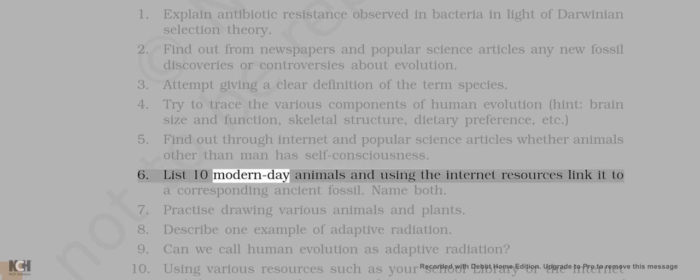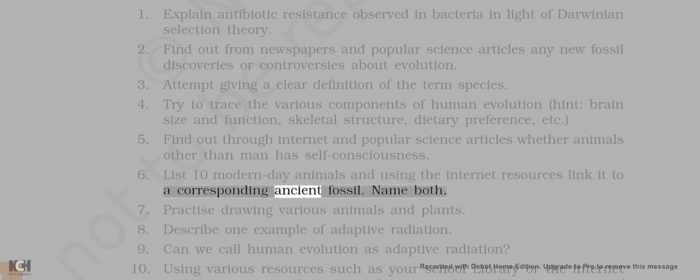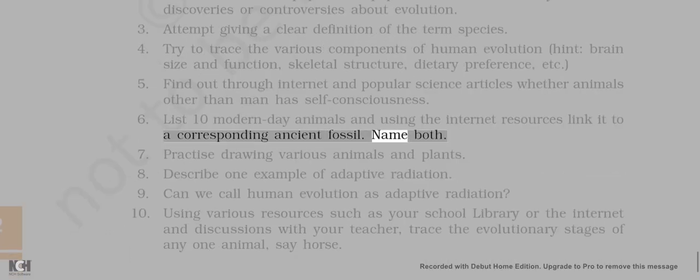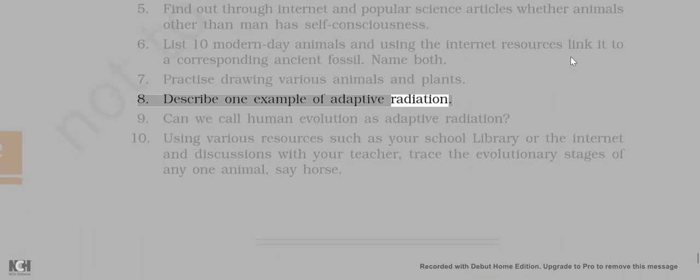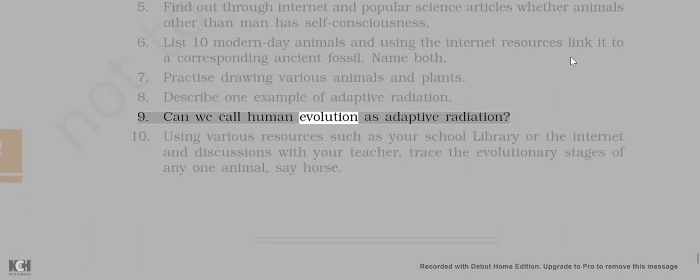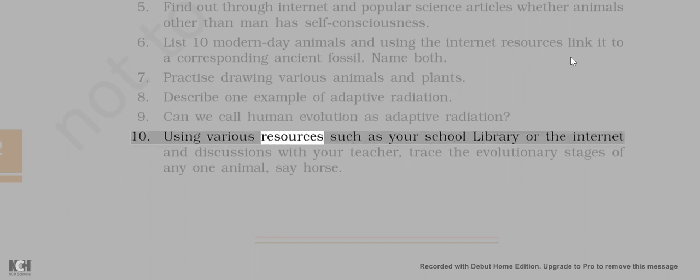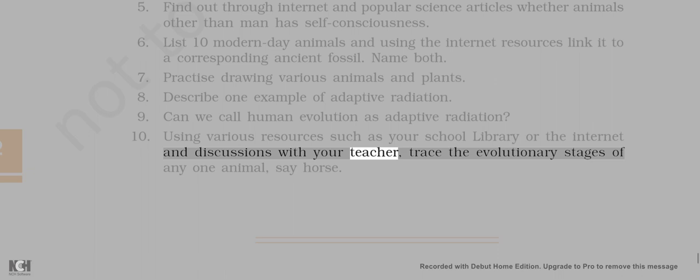6. List 10 modern-day animals and, using the internet resources, link each to a corresponding ancient fossil. Name both. 7. Practice drawing various animals and plants. 8. Describe one example of adaptive radiation. 9. Can we call human evolution adaptive radiation? 10. Using various resources such as your school library or the internet and discussions with your teacher, trace the evolutionary stages of any one animal, say horse.